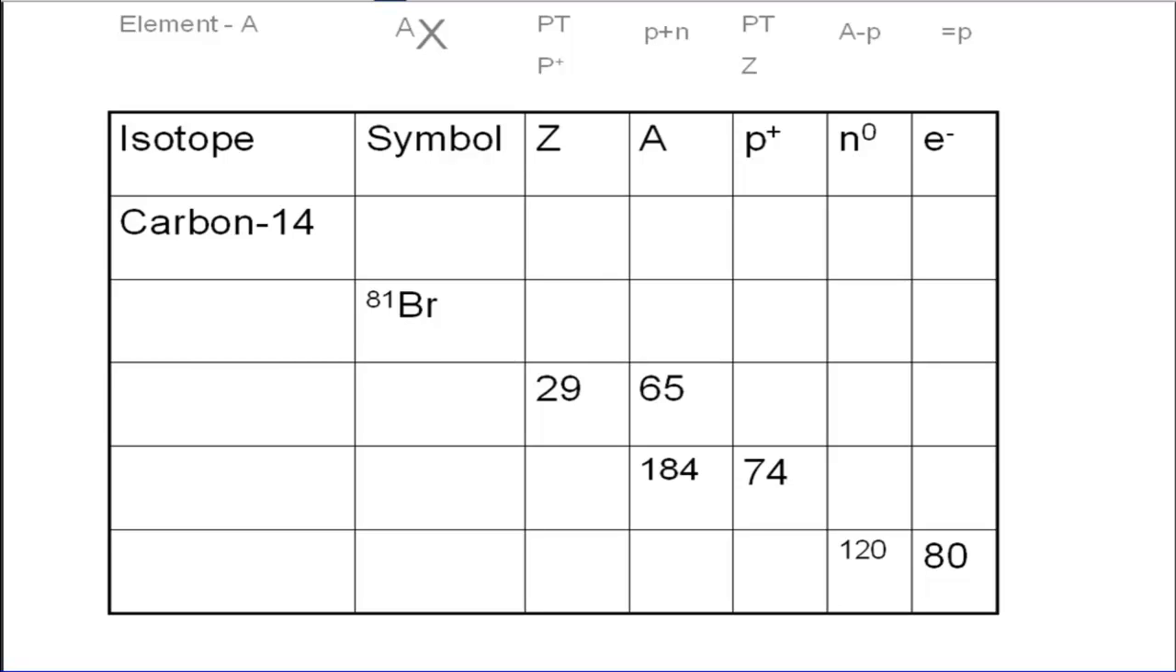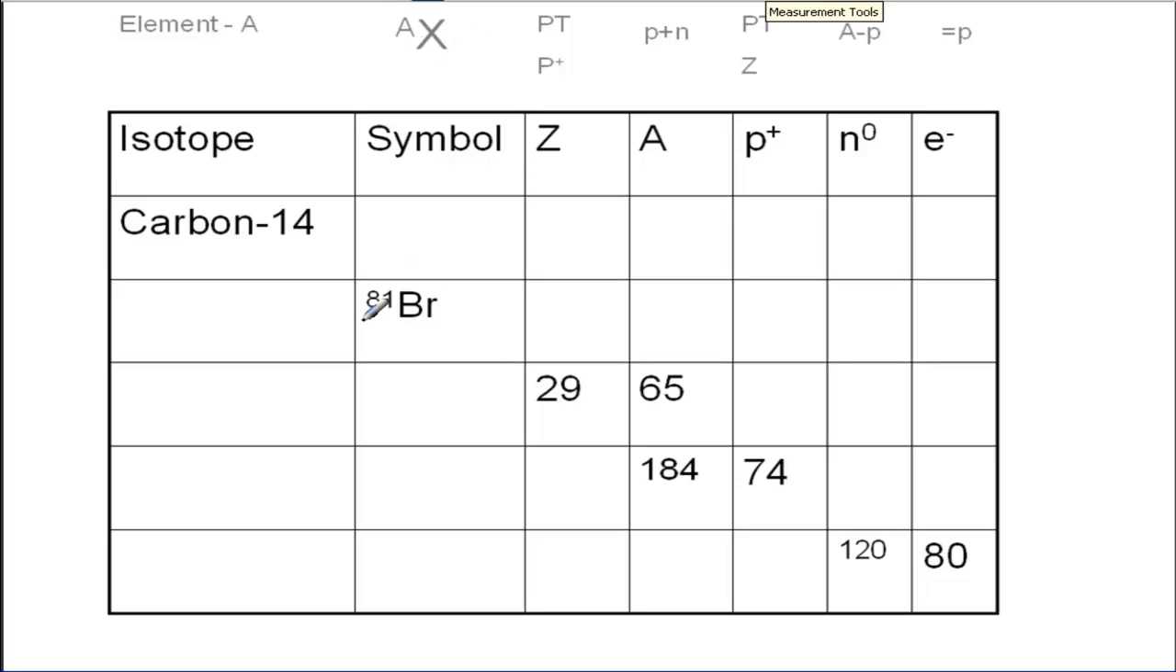So here's the isotope box that we did in class. I just want to show it to you again, just so you remember that your isotope is the element name followed by A, which is your mass number. The symbol is X, which is what we use to represent a generic symbol.